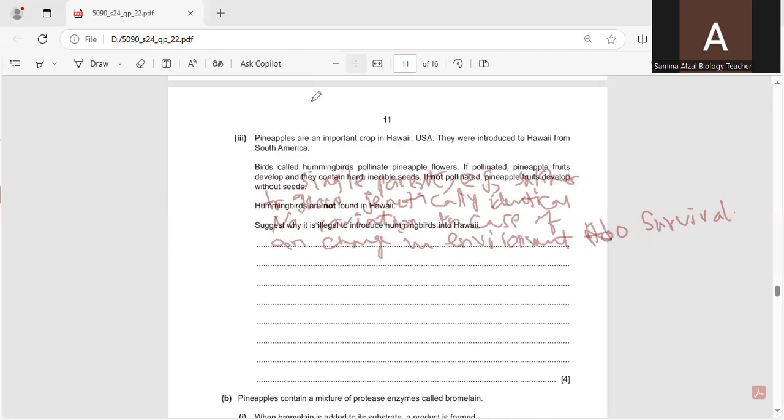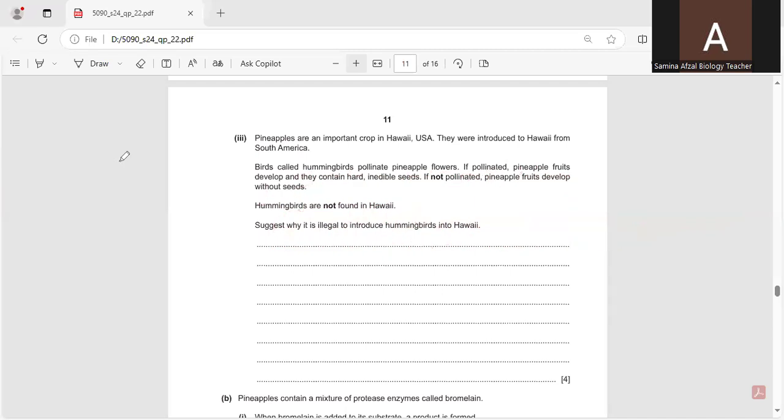Next question. Pineapples are an important crop in Hawaii, USA. They were introduced to Hawaii from South America. Birds called hummingbirds pollinate pineapple flowers. If pollinated, pineapple fruits develop and they contain hard, inedible seeds. If not pollinated, pineapple fruits develop without seeds. Hummingbirds are not found in Hawaii. So suggest why it is illegal to introduce hummingbirds into Hawaii.